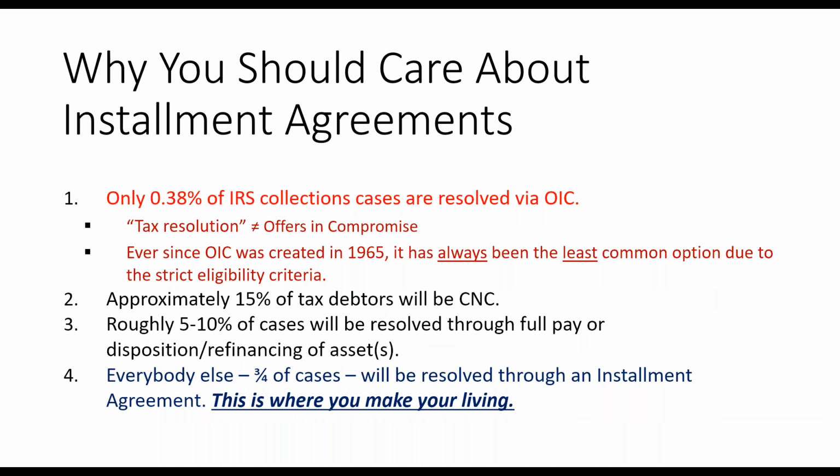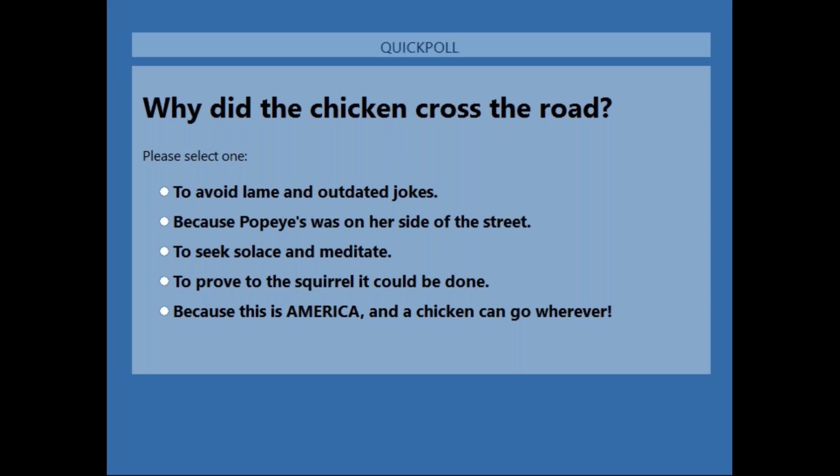Okay. Real quick, let's get to our next polling question. Why did the chicken cross the road? Was it A, to avoid lame and outdated jokes? B, because Popeyes was on her side of the street? C, to seek solace and meditate? D, to prove to the squirrel that it could be done? Or E, because dag nabbit, this is America, and a chicken can go wherever a chicken wants to go.